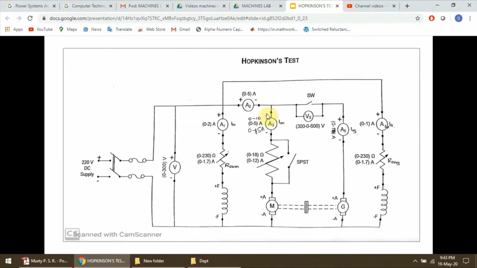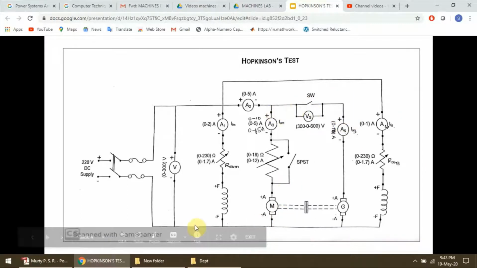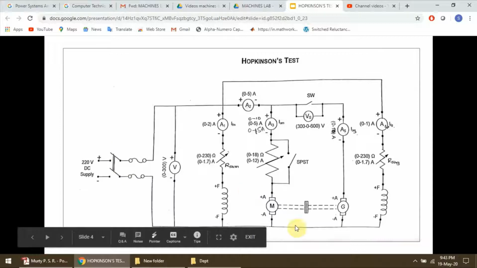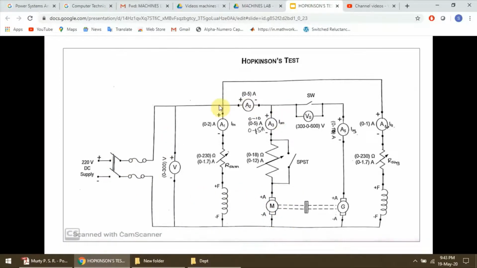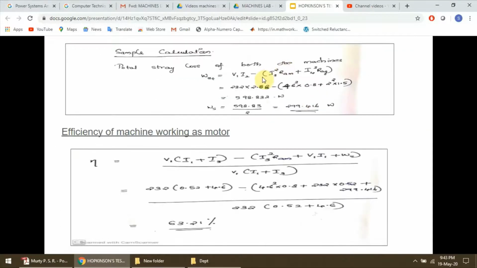Now here the motor is getting supply from two sources. One is the DC generator, that is this current, and the second one is the DC supply. The armature will get DC supply from this path. So that is the reason why we take V1 into I2. So V1 into I2 minus this armature circuit copper loss. So we get around 598.8 watts. For each machine we'll get around 279 watts.